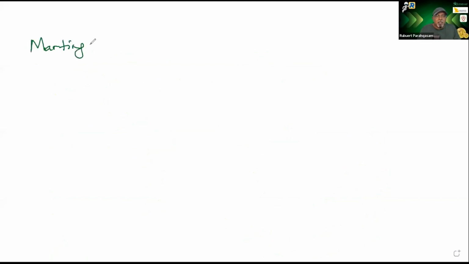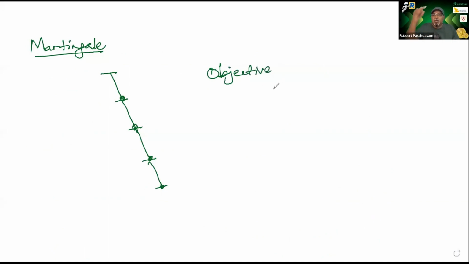Martingale is very simple, guys. Martingale is exactly dollar cost averaging being done many times on a downtrending market. That's Martingale, simple as that. Whenever the market goes down, you're buying; market goes down, you're buying; market goes down, you're buying. That's Martingale. The objective of Martingale is this. Guys, remember this: the objective of Martingale is to close the whole position at one go.